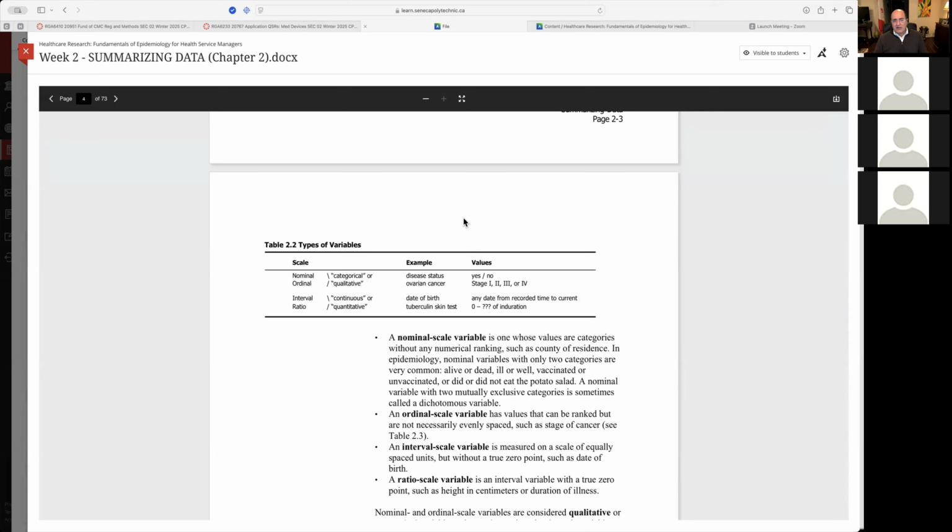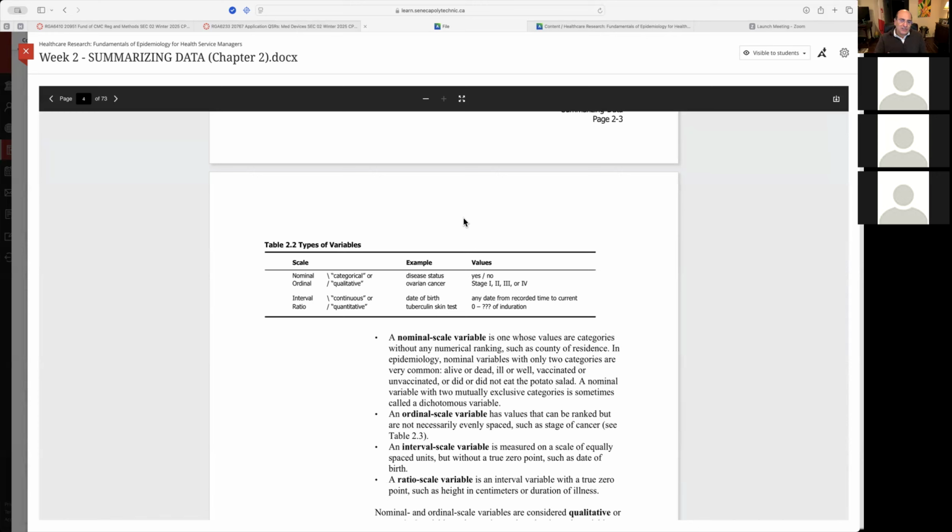Now, for the scales of the variables, we can talk about nominal. They are categorical. So if this is yes or no, if a disease exists or not. We have ordinal values. So here, again, it can be qualitative or categorical.